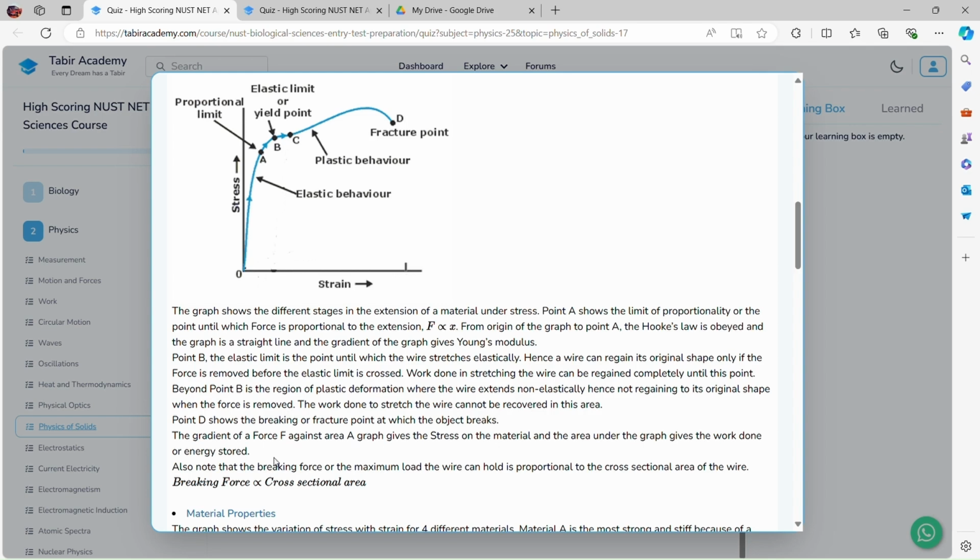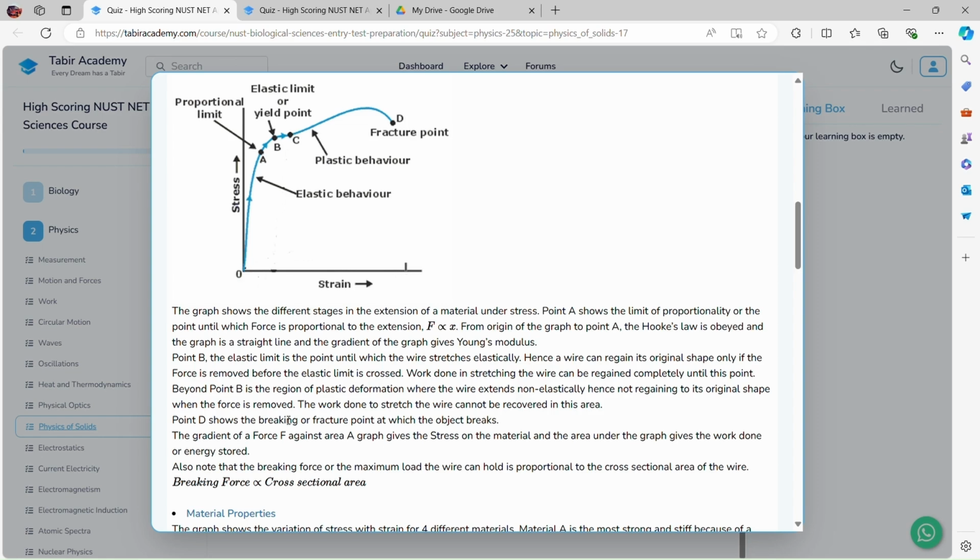Point B, the elastic limit, is the point until which the wire stretches elastically. Hence, a wire can regain its original shape only if the force is removed before the elastic limit is crossed. Work done in stretching the wire can be regained completely until this point. Beyond point B is the region of plastic deformation, where the wire extends non-elastically, hence not regaining its original shape when the force is removed. The work done to stretch the wire cannot be recovered in this area.